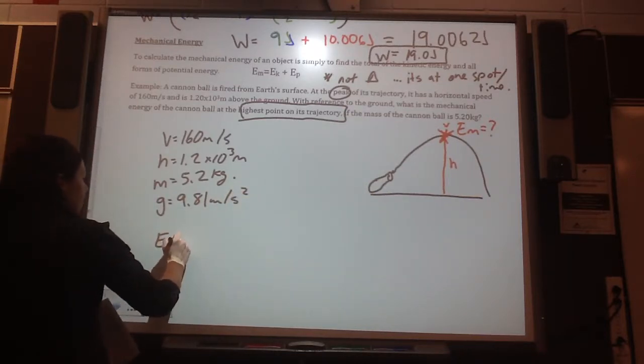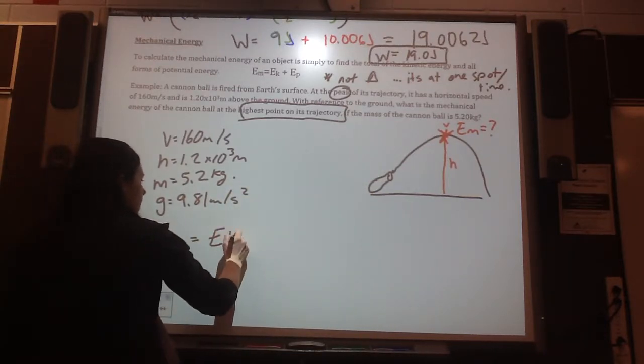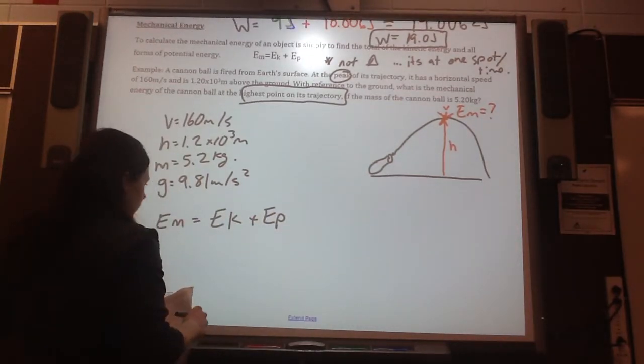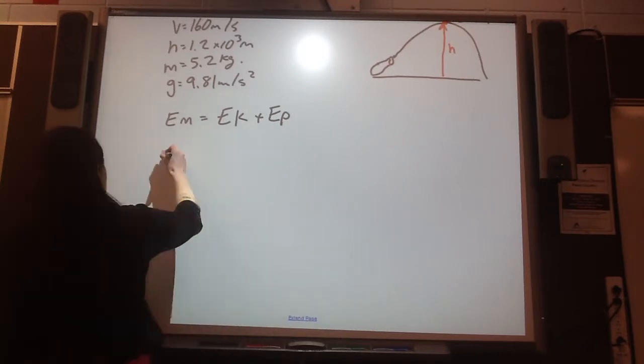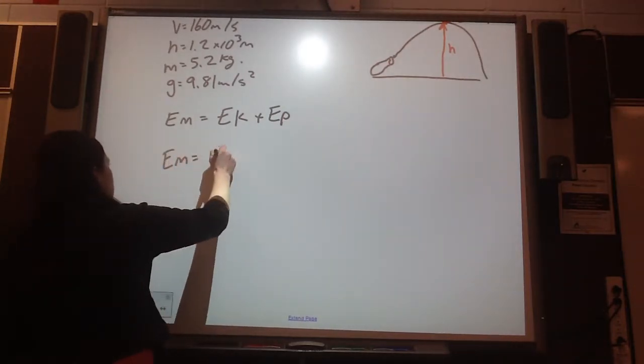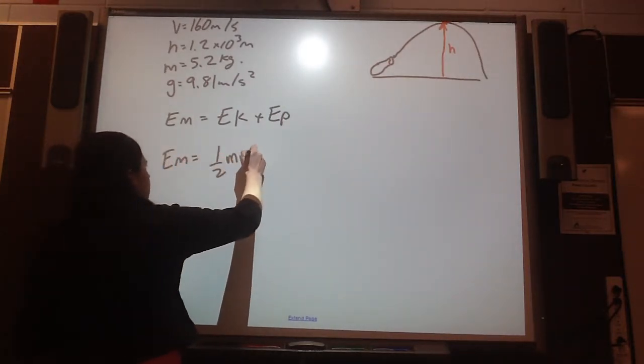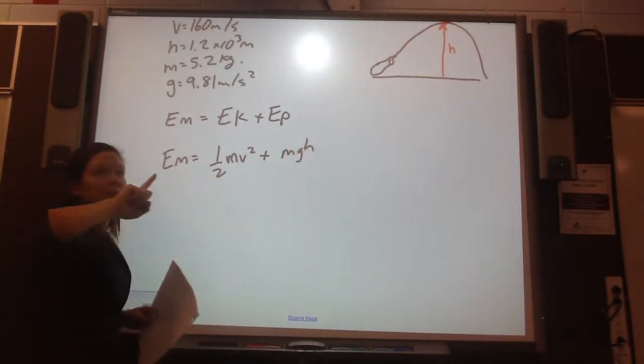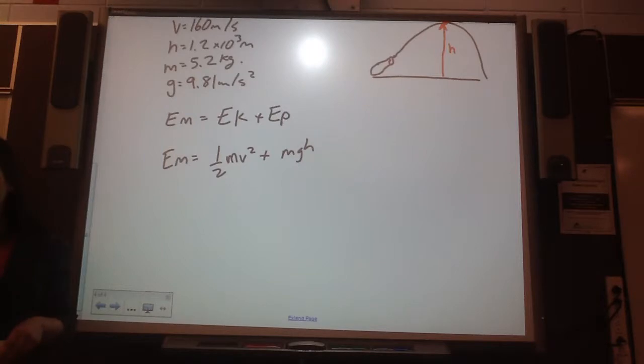So EM is equal to EK plus EP. So that's half mv squared plus m times g times h. Now this is not where you cross off m's. Before, in another unit where we got to cross off m's, that was only because m was on both sides of the equal sign. So don't get excited and start crossing things off.